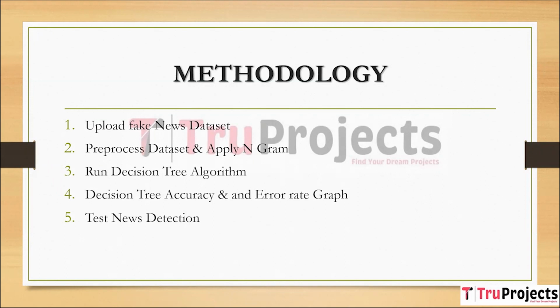Next one is run decision tree algorithm. In this module, we train the decision tree algorithm on 80% of the data and then predict on the remaining 20% to measure accuracy. Decision tree algorithm is chosen for its ability to capture complex decision-making patterns in the dataset, making it suitable for distinguishing between genuine and fake news on Twitter. Its interpretability and effectiveness in handling nonlinear relationships contribute to the project's success in detecting misinformation.